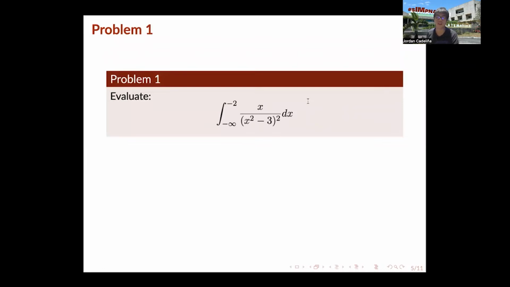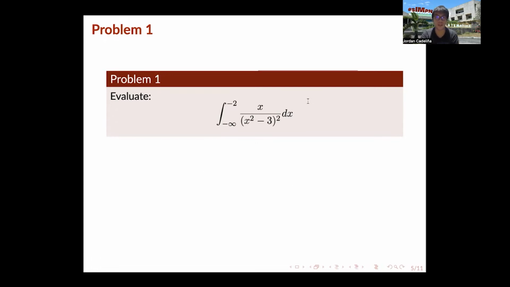Evaluate the integral from negative infinity to negative 2 of x all over quantity x squared minus 3 squared dx. So, kung gusto niyo munang isolve, you can pause the video. Pero kung gusto niyo ituloy, then just continue with the video.